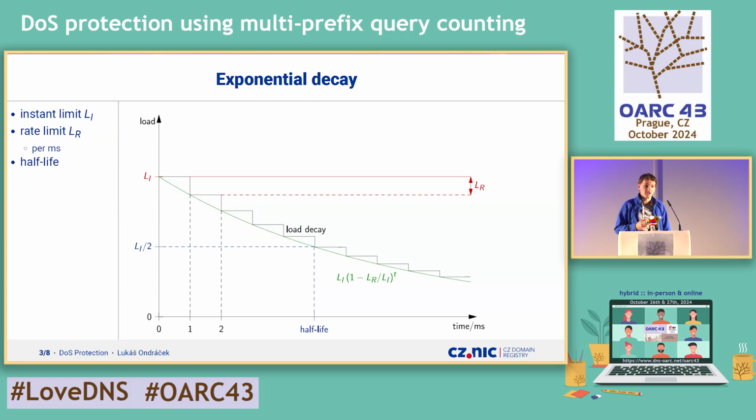Well, there are other alternatives to exponential decrease, for example, the linear one. We have chosen this because it prefers regularly sent queries to bulks of queries. So we consider this better.